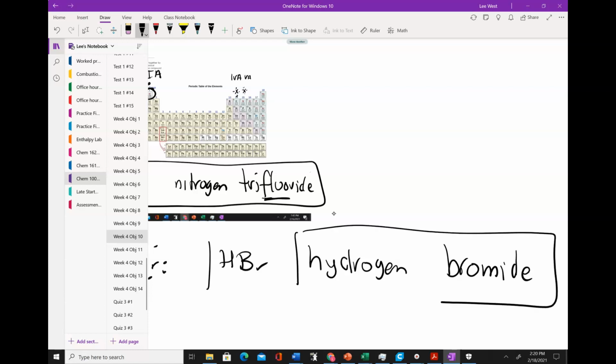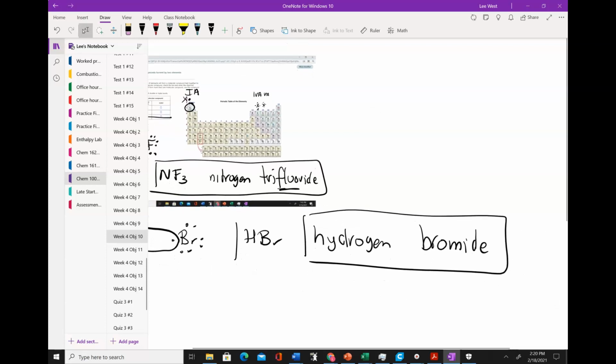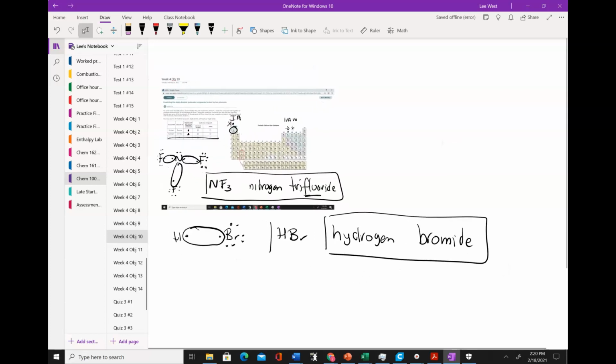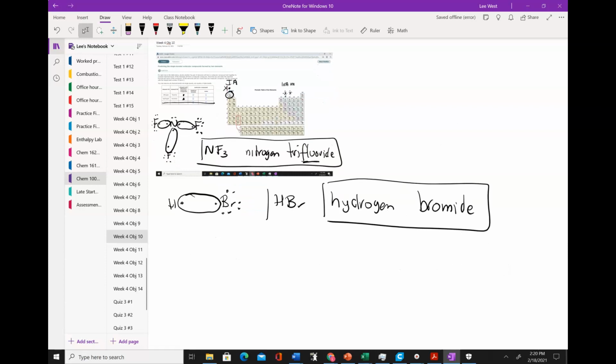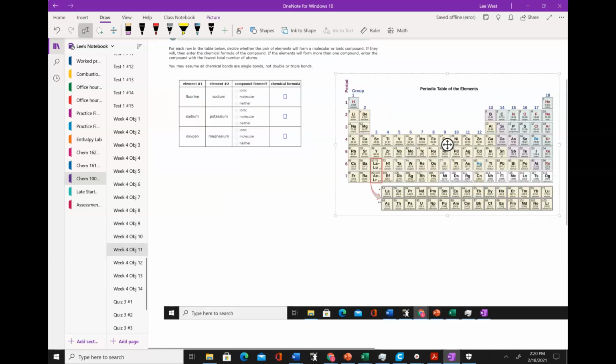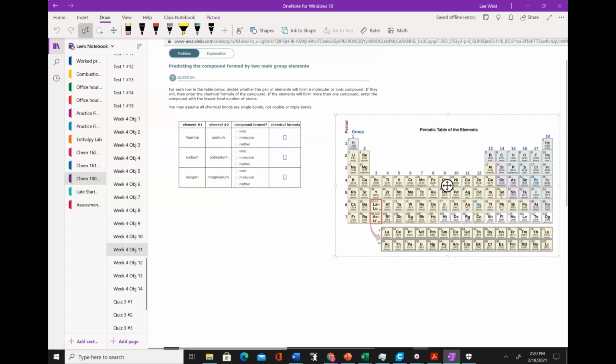So there's a couple of little things there. When we have just one of the first atom, we don't call it mono. But when our formula begins with hydrogen, we don't use Greek prefixes at all. We name it almost as though it was like an ionic compound. All right, let's keep going.